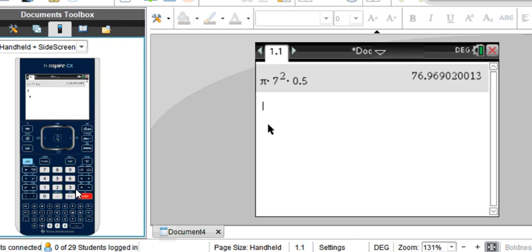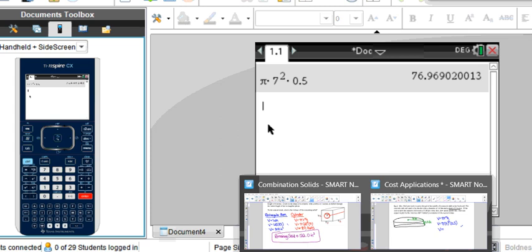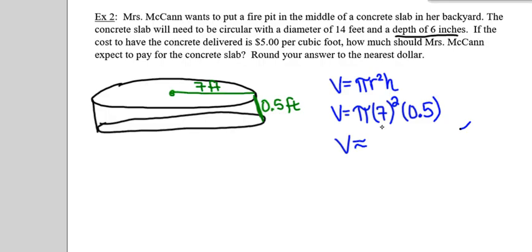So it looks like I'm going to need about 77 cubic feet of concrete. I'm not to the last step yet though, so I'm going to go ahead and leave all 4 decimals in my work. So 76.9690, and that's cubic feet of concrete. So that's the amount I need. Each cubic foot is going to cost me $5.